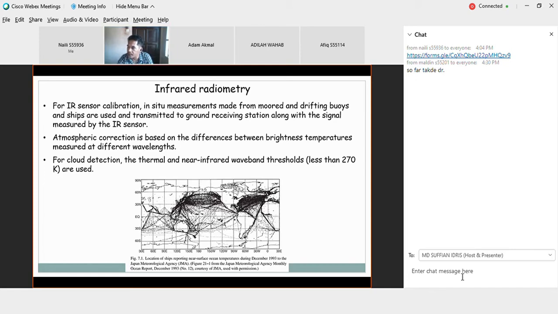Okay, for cloud detection, dia tengok near infrared wavelength threshold, kalau nak remove cloud. To detect cloud, the difference between thermal and near infrared threshold must be less than 2.7, kalau dia punya difference is less than 7 Kelvin. So dia boleh digunakan untuk detect cloud menggunakan infrared radiation.